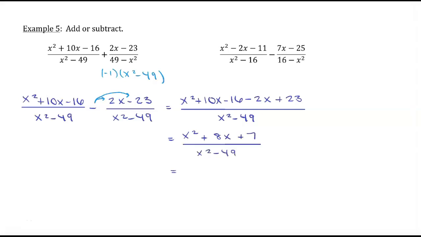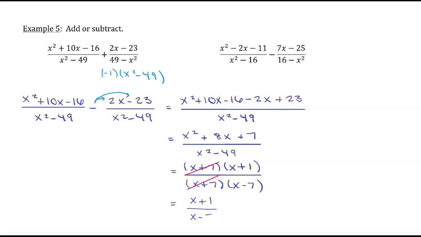And factoring, we have x plus 7 times x plus 1 in the numerator, and with x squared minus 49 being a difference of squares, we have x plus 7 times x minus 7 in the denominator. And with a factor of x plus 7 in both the numerator and in the denominator, we simply have x plus 1 in the numerator and x minus 7 in the denominator. Let's apply the same process to the second expression.